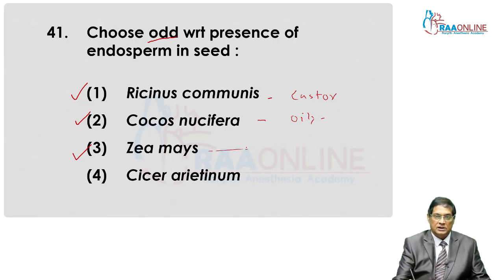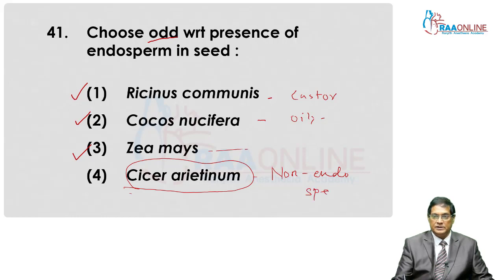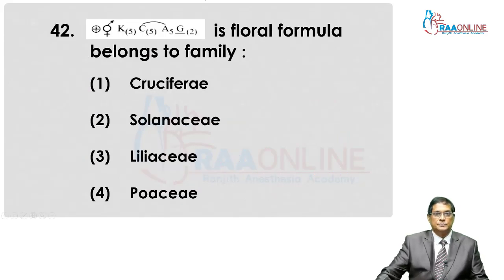And Zea mays has an outer covering, the aleurone layer, that is protein rich, and the major portion of endosperm is starch rich. And this is Cicer arietinum, that is gram seed. It is a non-endospermic seed. These are all scientific names. Zea mays is the scientific name of maize. So the first three are endospermic, the last one is non-endospermic.